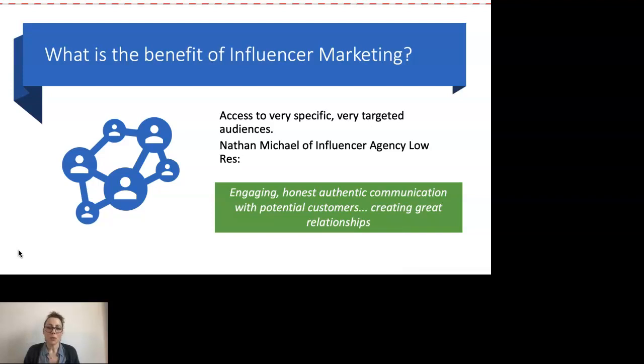So Nathan Michael of influencer agency Low Res says that you can gain engaging, honest, authentic communication with potential customers, creating great relationships. So that's a really nice summary of some of the benefits that you can get from using influencer marketing.